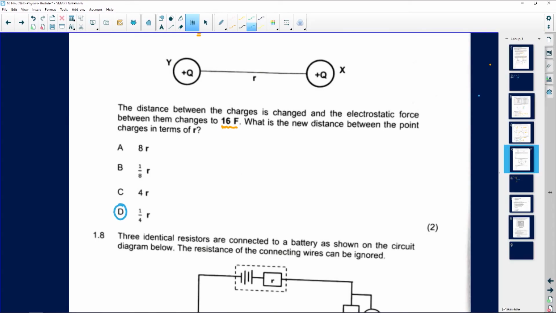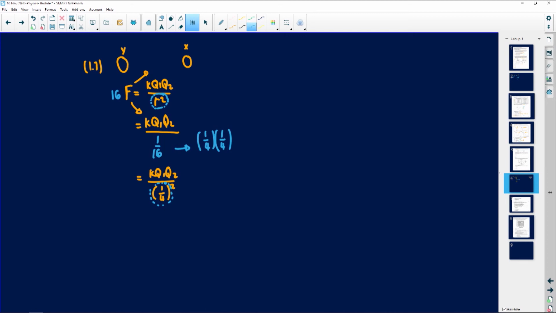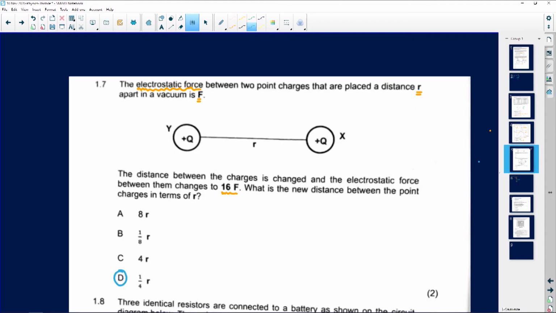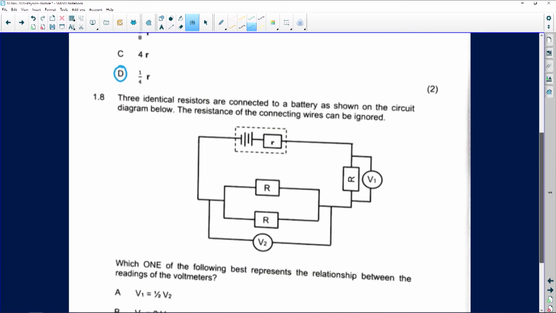I just want to go back to this question. You can't say it is 16 because that means the distance is already squared. Remember, the formula says square, so you can't square it again. You're looking for the radius only by itself, right? So that is why we had to work backwards. So that is 1.7. Let's see what 1.8 does.